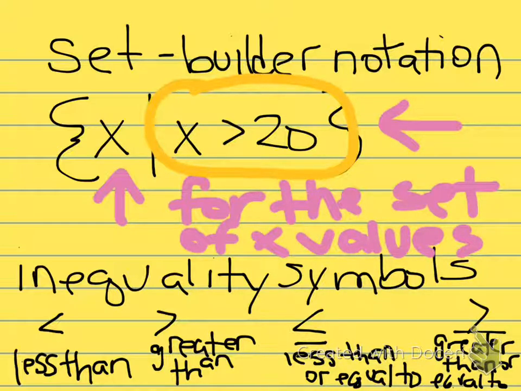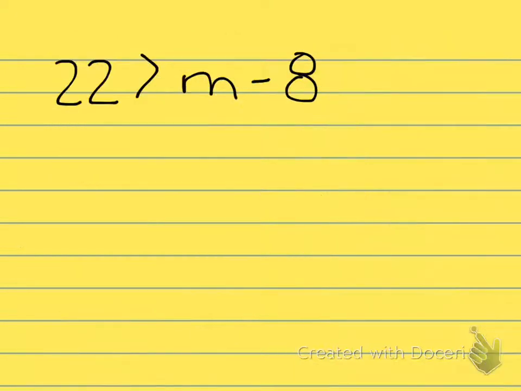But whenever you're looking at symbols, you always want to read from where the variable is. Okay, so if the variable is on the right side of the inequality, you want to read from the right side. If it's on the left, you want to read from the left side. So we'll show you a couple different examples here.